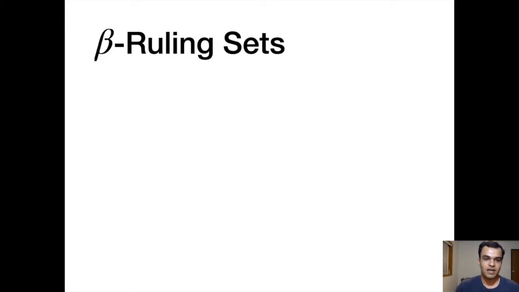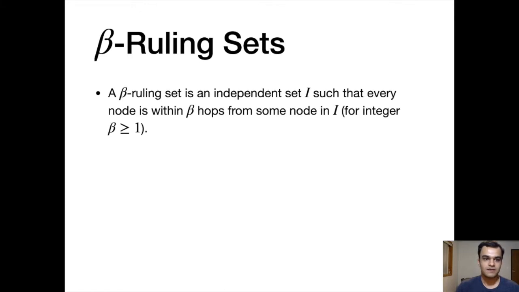We can generalize the definition to beta ruling sets. A beta ruling set is an independent set I such that every node is within beta hops of some node in I. And this definition is for an integer beta greater than or equal to 1. Notice that an MIS is a 1 ruling set, and it is also a beta ruling set for any beta greater than or equal to 1.